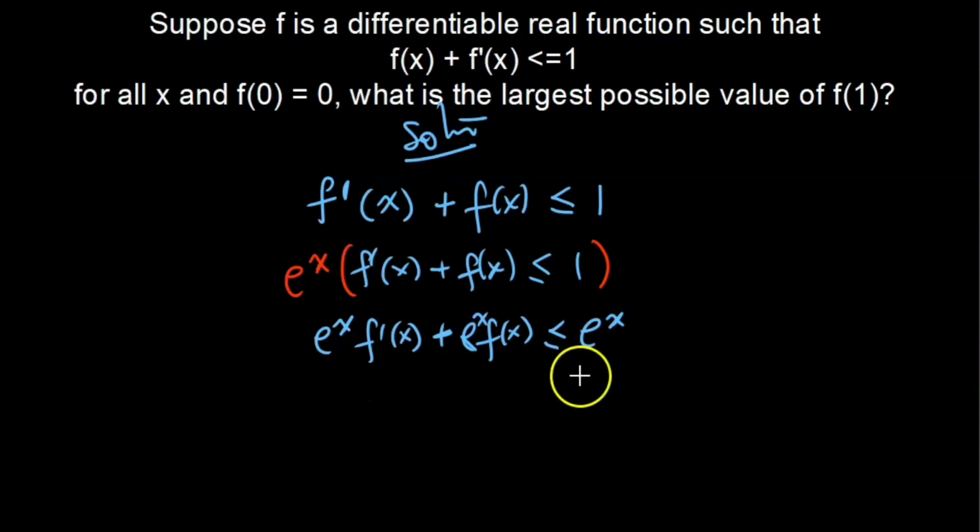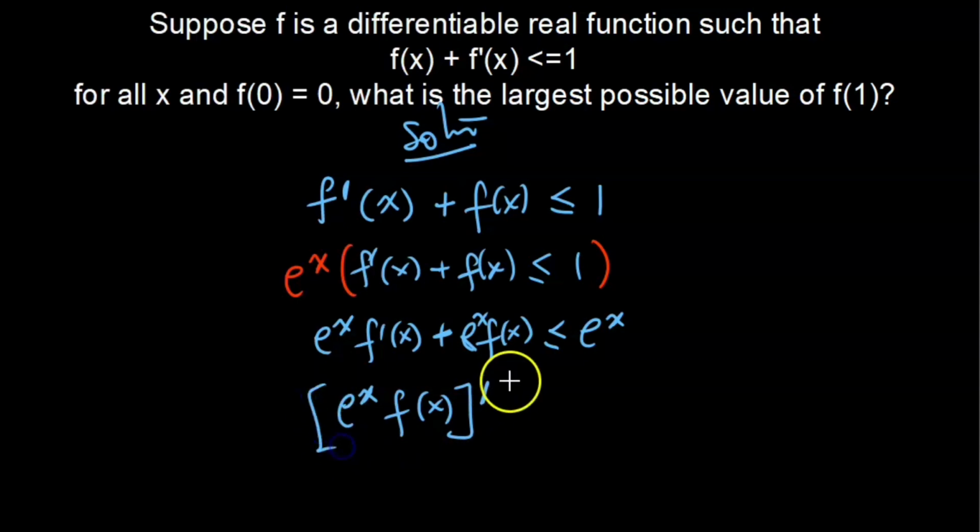The next thing I'd like to do is to rewrite this left hand side. It is just the derivative of e to the x times f of x. You notice that when we take the derivative of this product, we get e to the x times the derivative of f plus f times the derivative of e to the x. But when you differentiate e to the x, it stays the same, right?